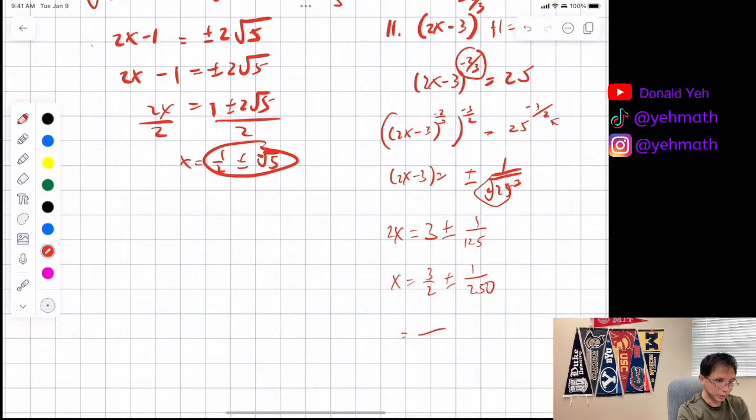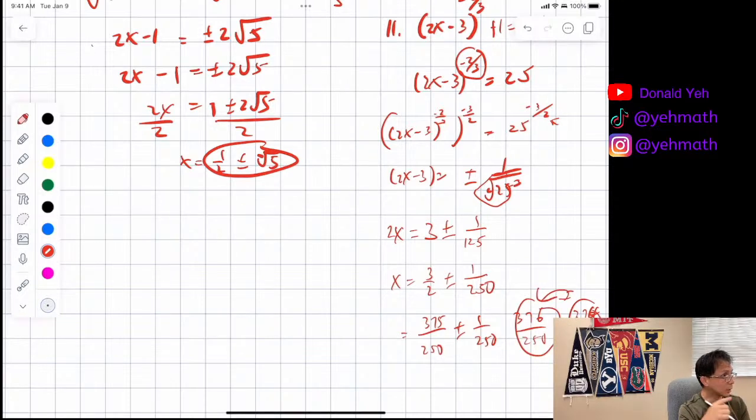And that's equal to 250. This one's 125, so it's 375. Yeah, plus minus 1 over 250. So it's 376 over 250 or 374 over 250. And there are 2 answers here, and both answers are on the graph. If you graph it, you're going to see 2 solutions rather than 1.